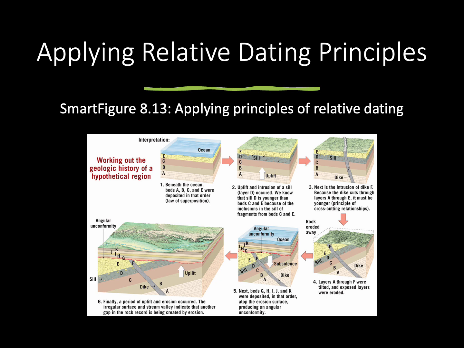But if we go from 3 to 4, we'll see that now all of these layers have been tilted. They've been deformed from their original horizontal layers. And going from 4 to 5, we're going to deposit more sedimentary rock on top of it, G, H, I, J, and K. And we're going to have an angular unconformity develop. Here, this is happening because we have erosion. We have missing rock layers between these types of layers.